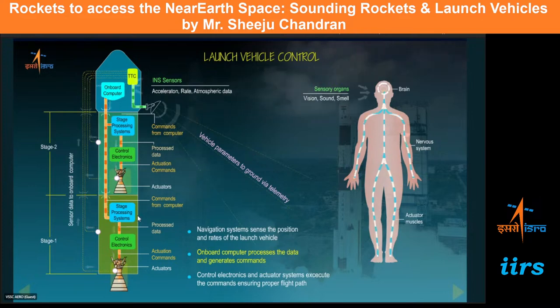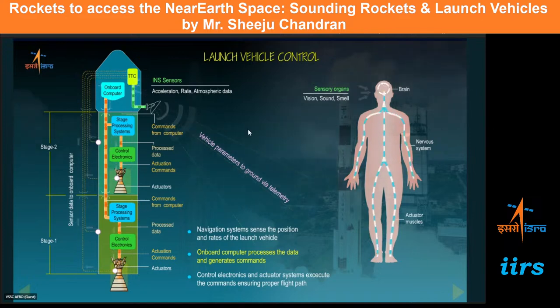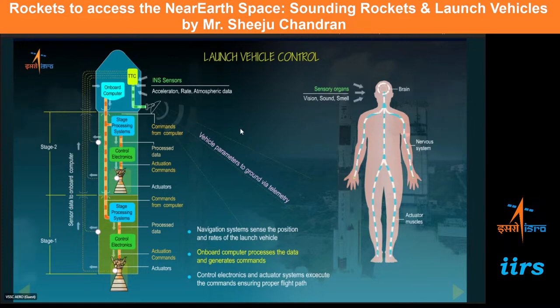Data is continuously transferred during the flight. It will be transferred to the ground for our own understanding. So it is roughly equivalent to a human system. We have sensory organs, we have our brain, we have our muscles, we have our nervous system. So it's like that. The launch vehicle also has its own onboard computer, its own individual actuators.